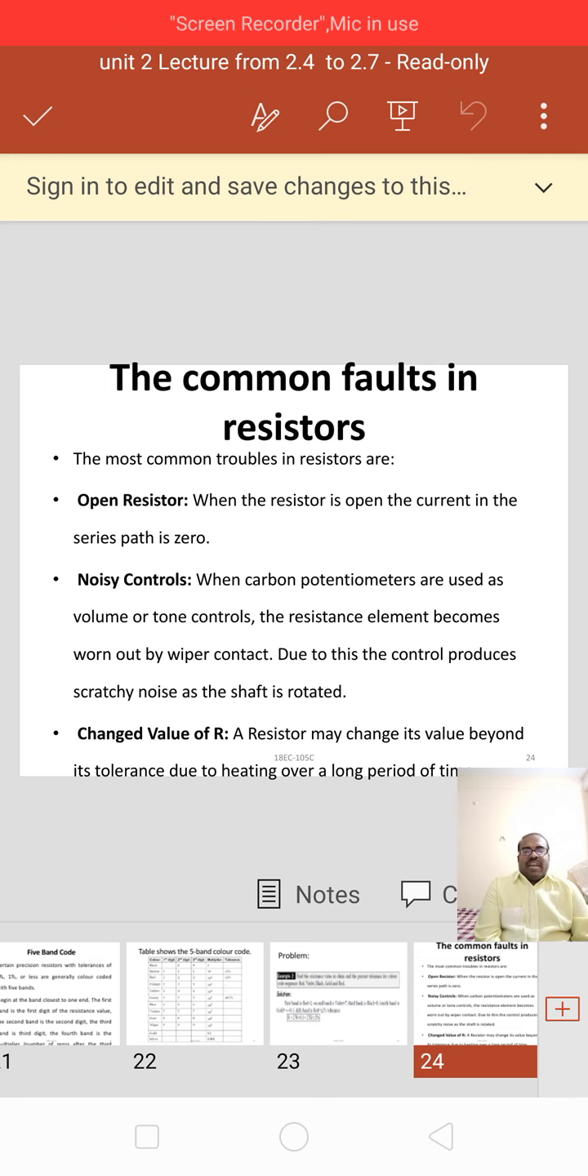Next, changed value of R. A resistor may change its value beyond its tolerance due to heating over a longer period of time. Here, the value of resistance also changes due to its tolerance or heating over a long period of time.